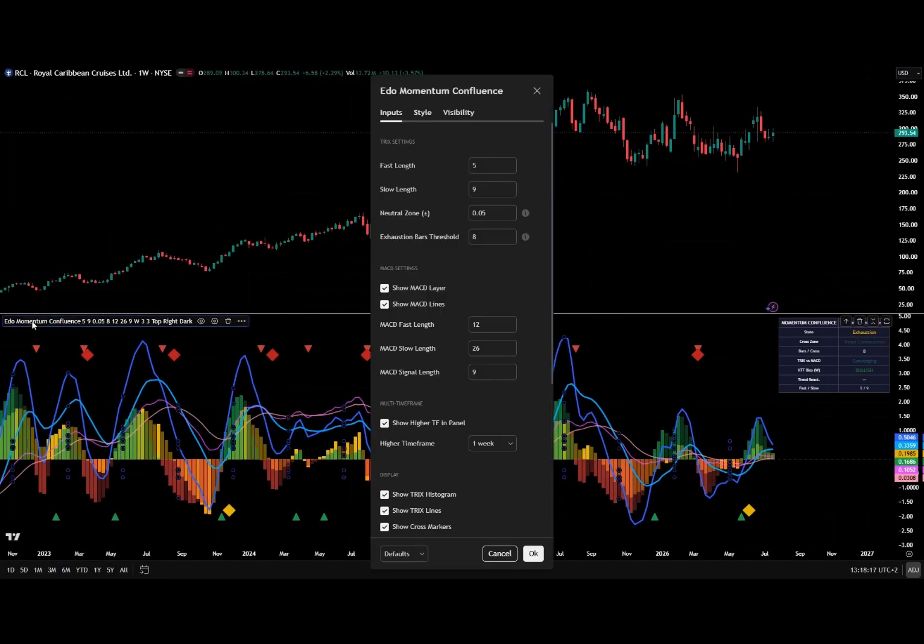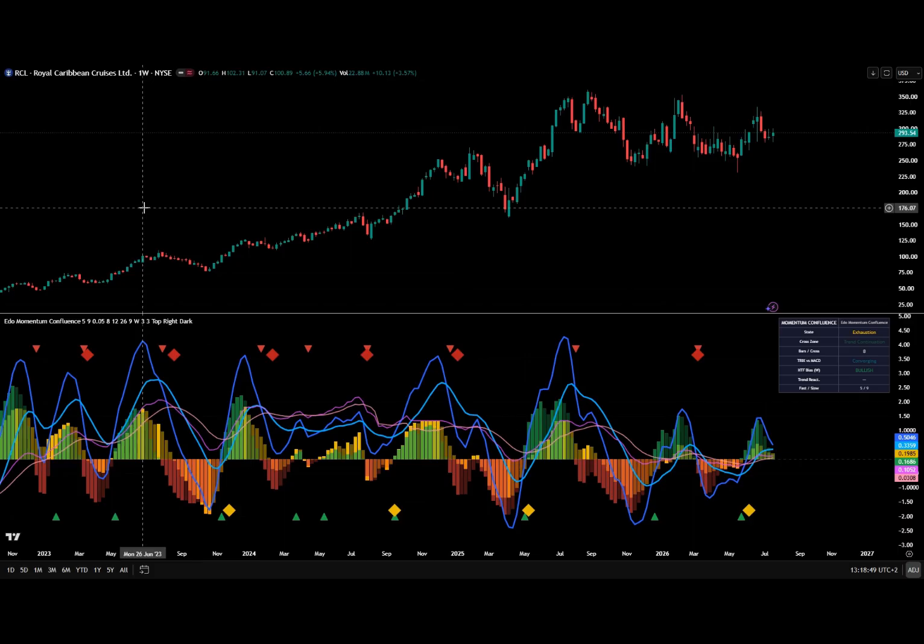Everything is adjustable. Let's open the settings. The lengths of both engines, and the width of the neutral zone that decides when a cross counts as a momentum shift. The exhaustion threshold in bars, the second engine's 3 lengths, and the higher timeframe used for the bias row. You can hide either layer, the lines, the cross markers or the confluence diamonds, and set every color and width. Cancel reverts everything, so you can explore without touching your setup.